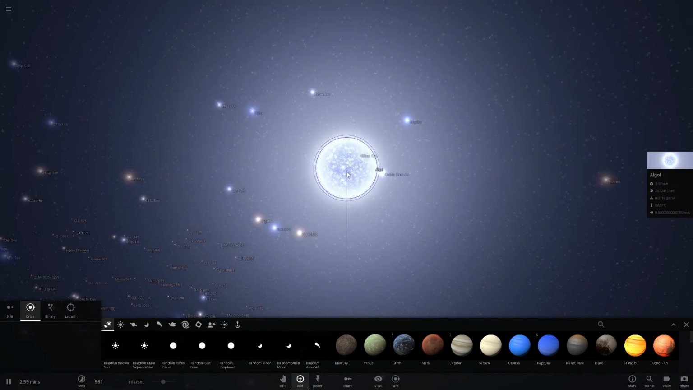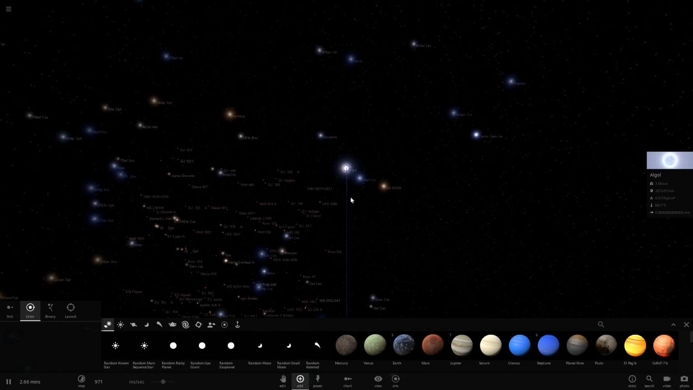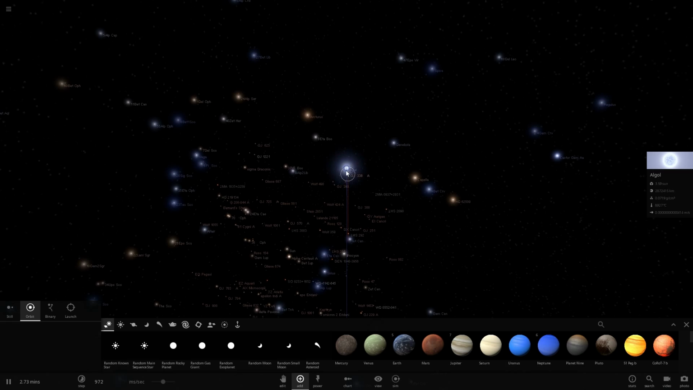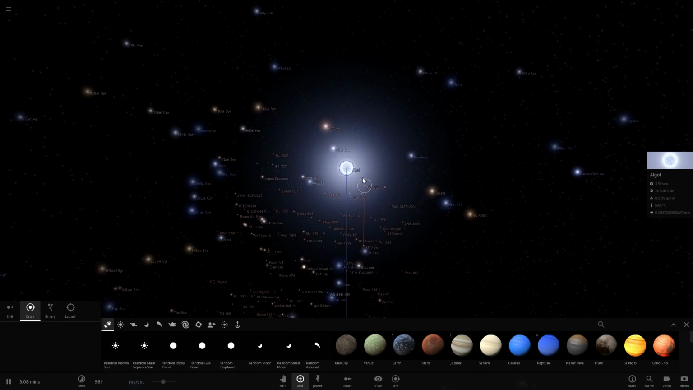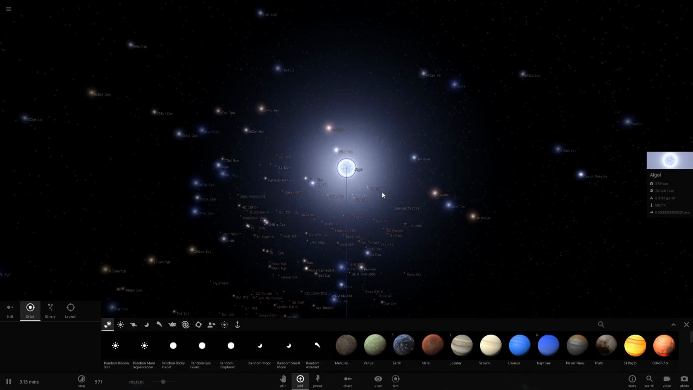But unfortunately, in Universe Sandbox, there's actually only one Algol, even though it's a triple star system. It only has the bigger version of it. So let's talk about the other mystery of Algol that was actually known as the Algol Paradox, and it was basically related to the theory of stellar evolution. I'm going to try to explain it to you by recreating the system from scratch here.